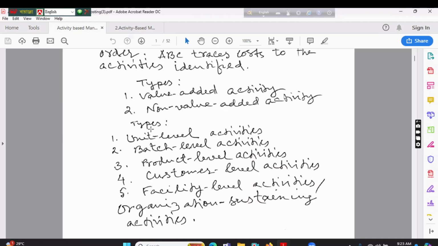In costing, we determine product cost. Product cost, or manufacturing cost, includes direct materials, direct labor, and manufacturing overhead. The sum of these three costs equals product cost or manufacturing cost.